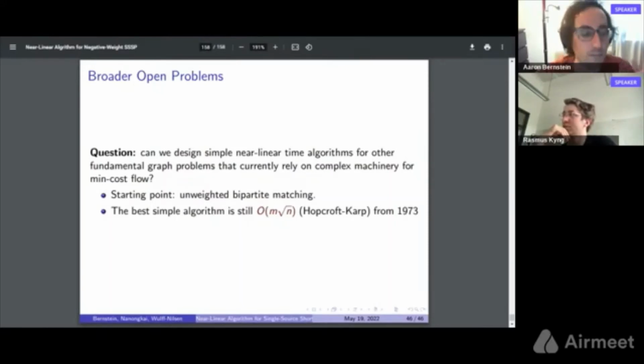Probably the next problem to look at is bipartite matching. Just because it's the simplest remaining problem on the list, it's a really fundamental problem and has such a nice, simple definition that it feels like maybe there's a simple algorithm. It also hasn't seen any progress on the combinatorial front since 1973. So I think it would be interesting to see if we can, even if not get near linear, at least beat m root n using more traditional, simpler combinatorial tools.